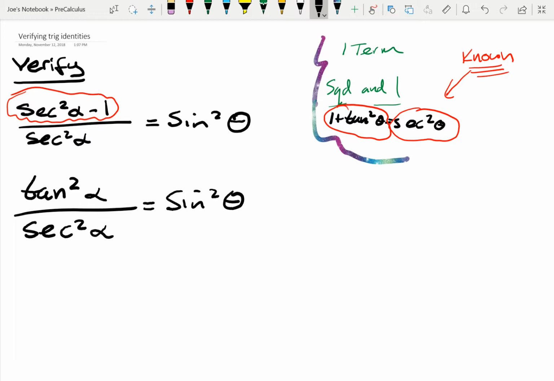Okay, my next clue is the answer's written in sine. So I probably want to turn the other side into sines and cosines. So let's just do that and see what happens. So tangent squared is sine squared over cosine squared.